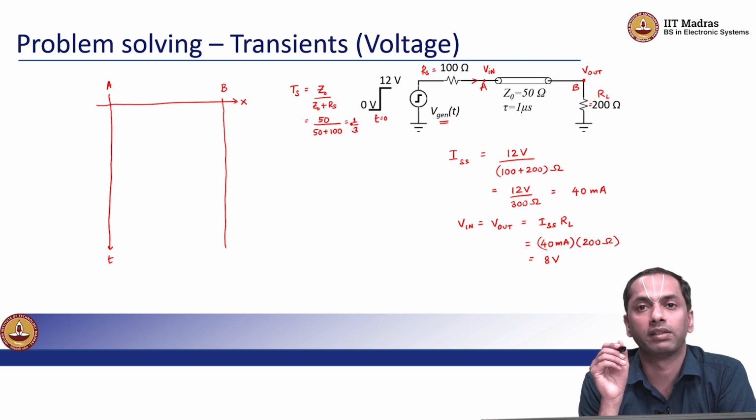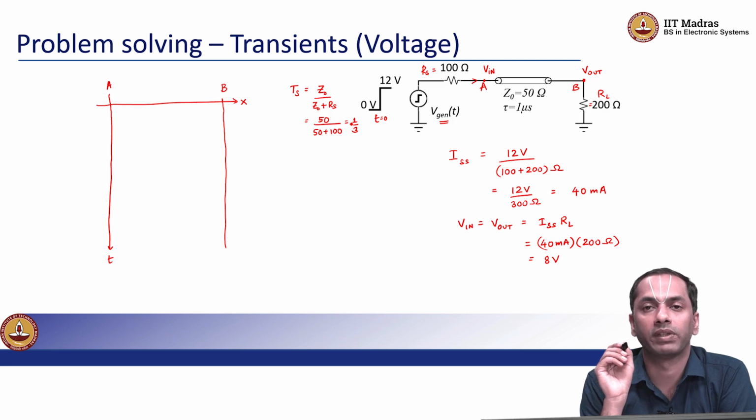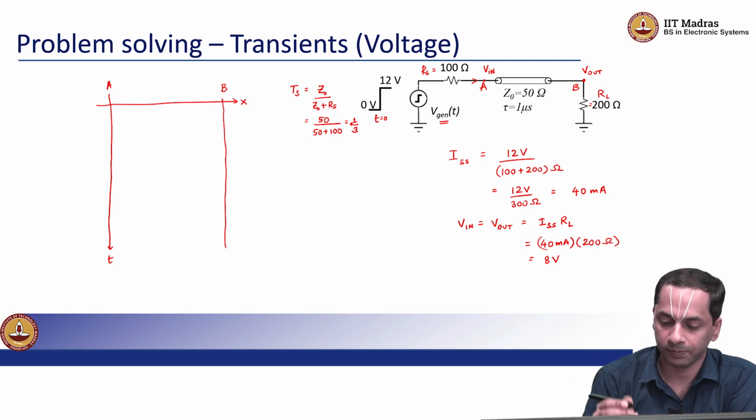When am I saying this? This is just after time t equals 0, right. So, t equals 0 plus, you can say that the system is not yet aware that there is a load resistance of 200 ohms at the end of the transmission line.